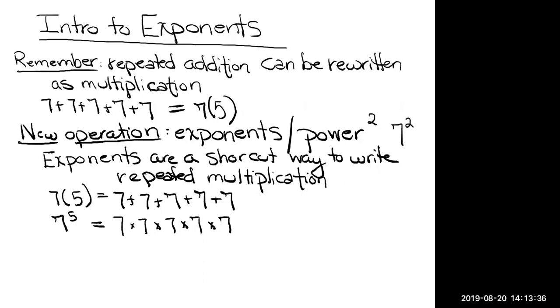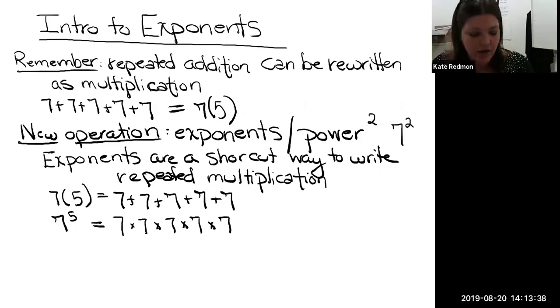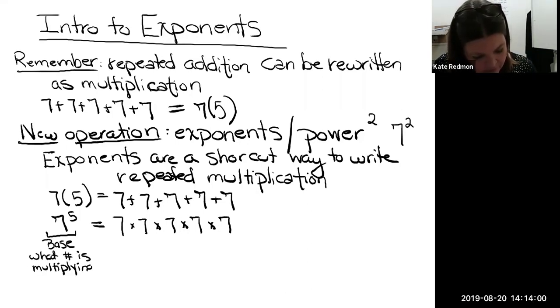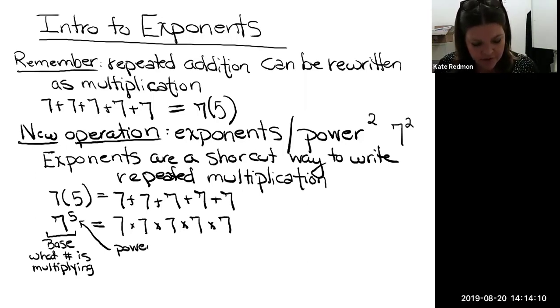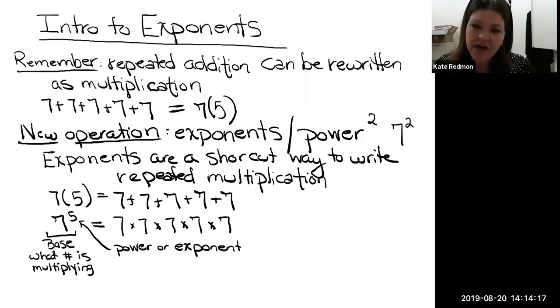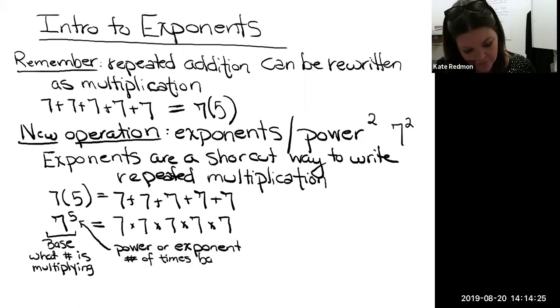So we have some language you need to know, okay? First of all, we need to know that this number with its feet on the floor, the big number, is known as the base, okay? The base tells you what number is multiplying. So in our case, 7 was multiplying. Then the little floating number up in the sky, that's superscript. Superscript, it's up in the sky. And that one is the power or exponent. It could be called either. And that tells you the number of times the base is multiplying by itself. Not adding, but multiplying by itself.